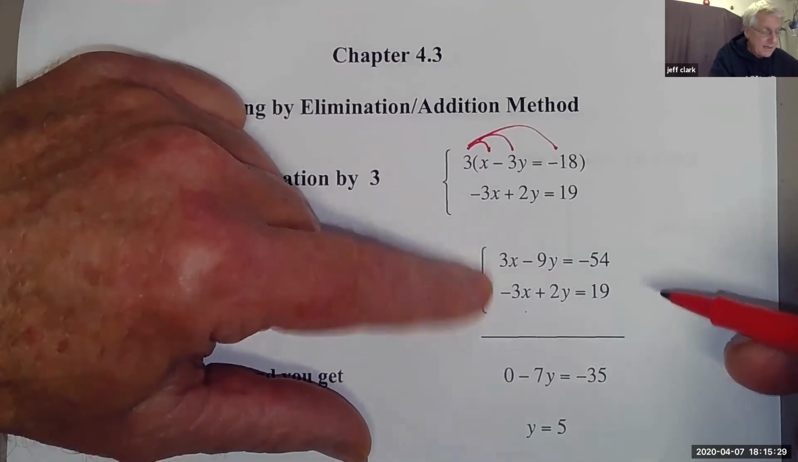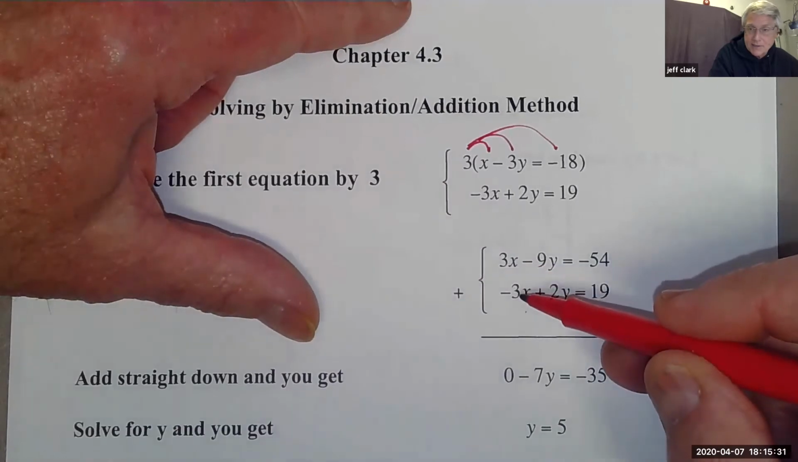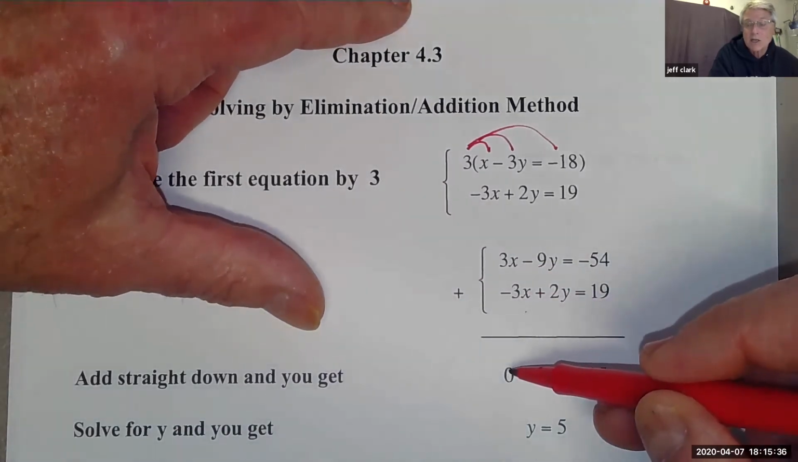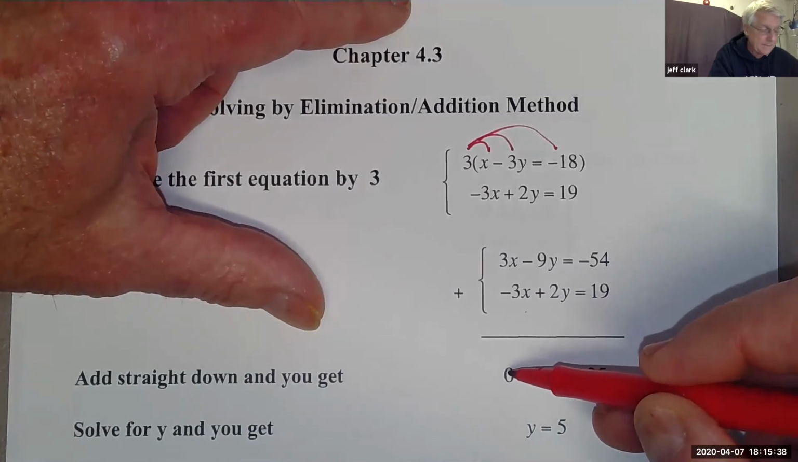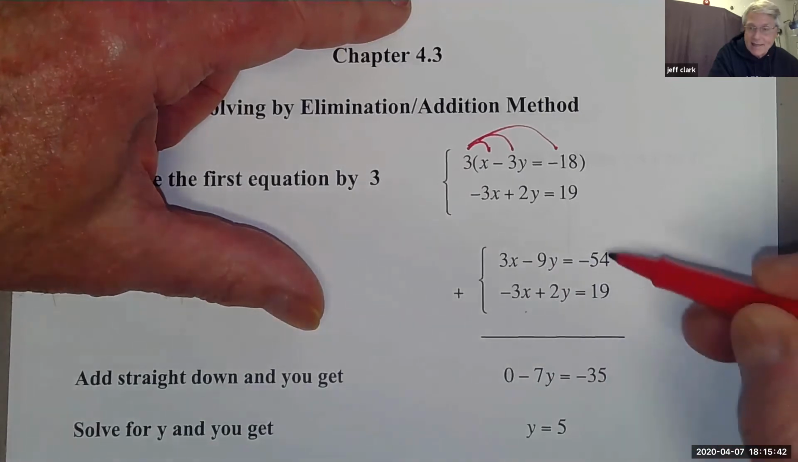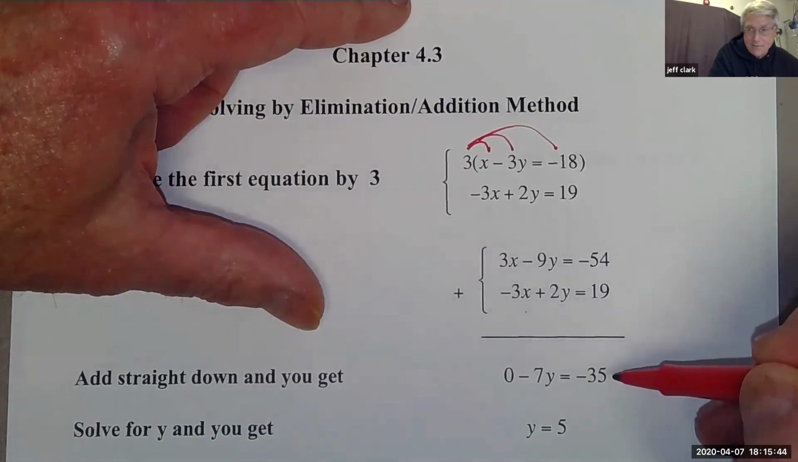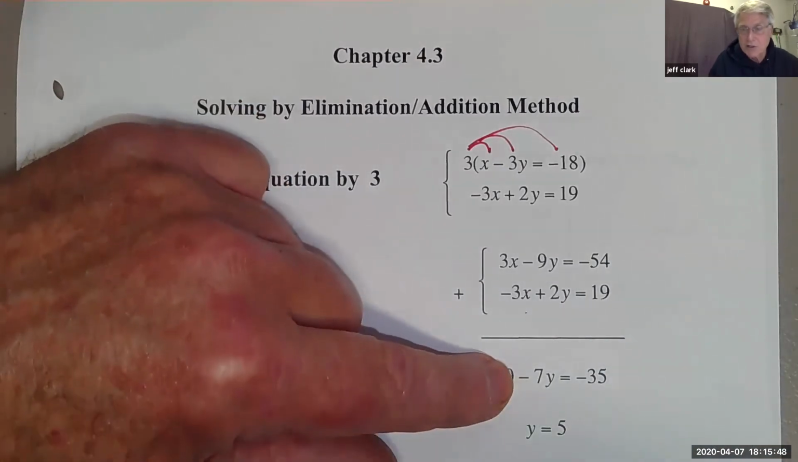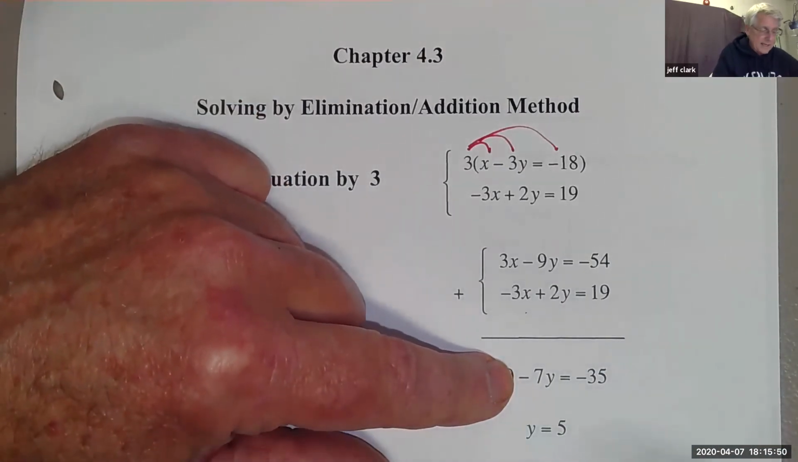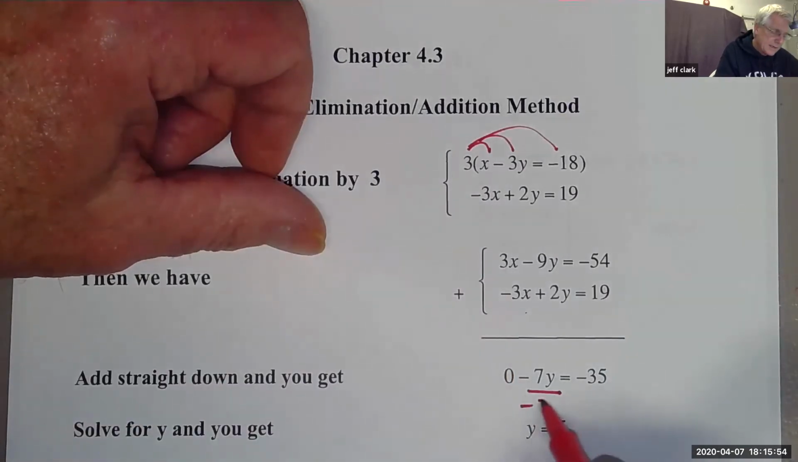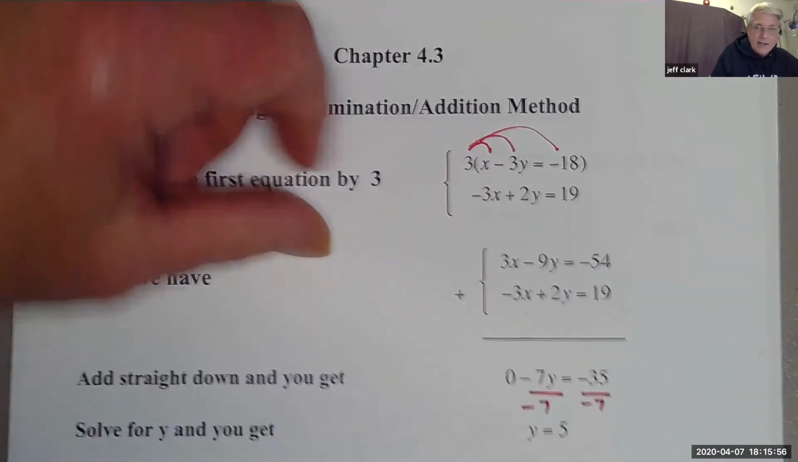meaning 3x minus 3x is 0. That's what I wanted. I made the x's go away. I've eliminated the x. These two pieces, negative 7y, add these two straight down, you get negative 35. And now you've got a little equation that you're trying to solve for y. In this case, you're going to divide by negative 7. So you end up with y equals 5.